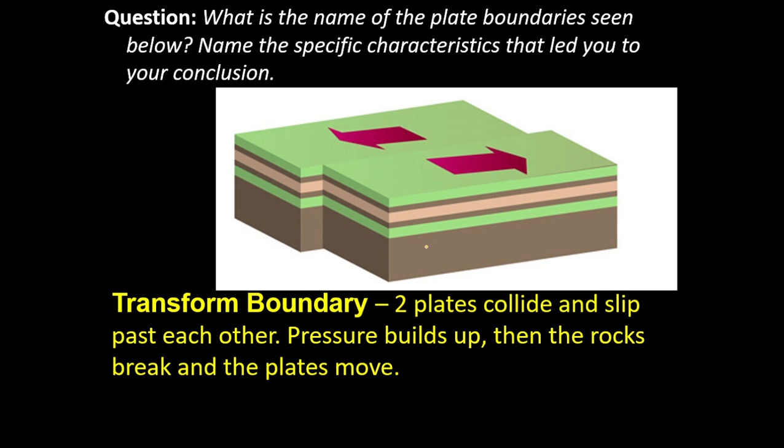Now, that doesn't mean they're necessarily going to bump into each other going this way, but remember, this break here in this picture is not perfect. Everything doesn't just slide past each other gently. Nothing in nature on Earth is perfect. So what happens is the two plates do collide and they do slide past each other, but pressure builds up and then the rocks are going to break and the plates are going to move.